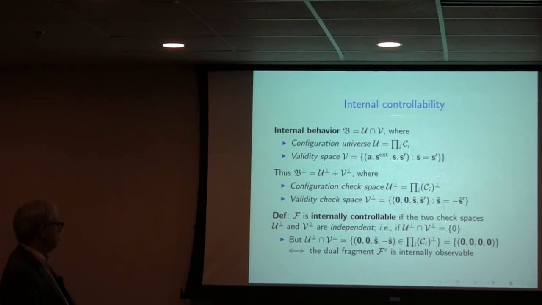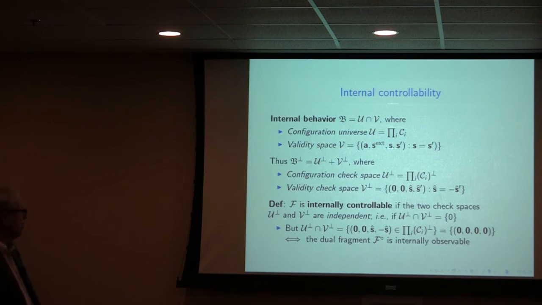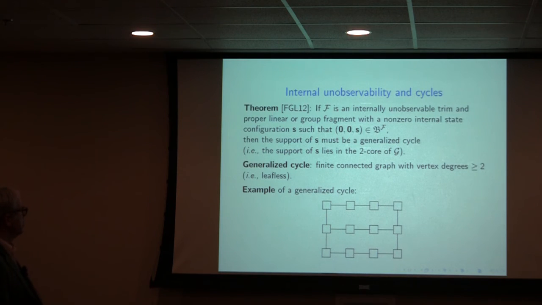And F is internally controllable if these two check spaces are independent. Their intersection is trivial. And from that you can easily prove that it's the dual of internal observability. But I think it's the right way to define this kind of controllability. We get a controllability test that is the dual of the observability test. All right, so that's the concepts, two different concepts of controllability and observability, and the showing that they're dual.